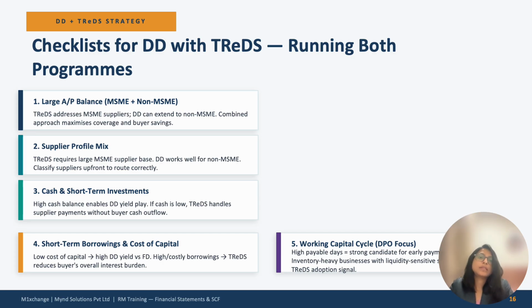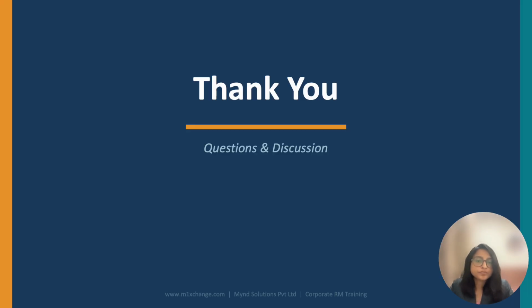So these are the different checklists that you can go through in the financials before pitching either, say, TReDS or the DD, the dynamic discounting product, or the other supply chain finance products.